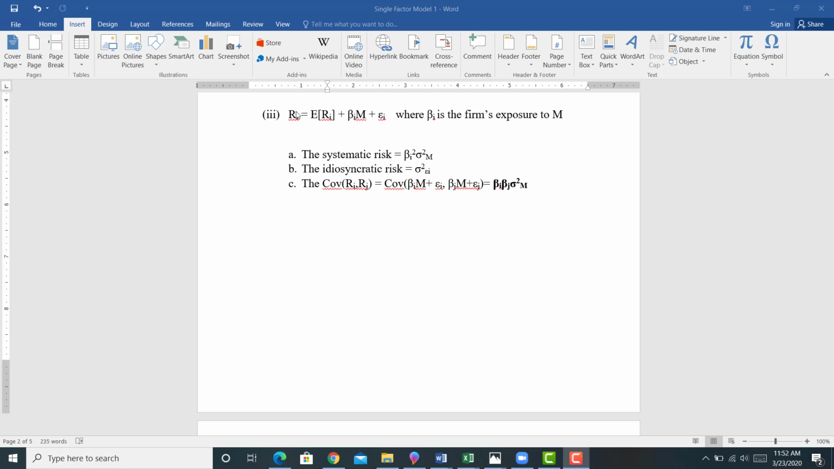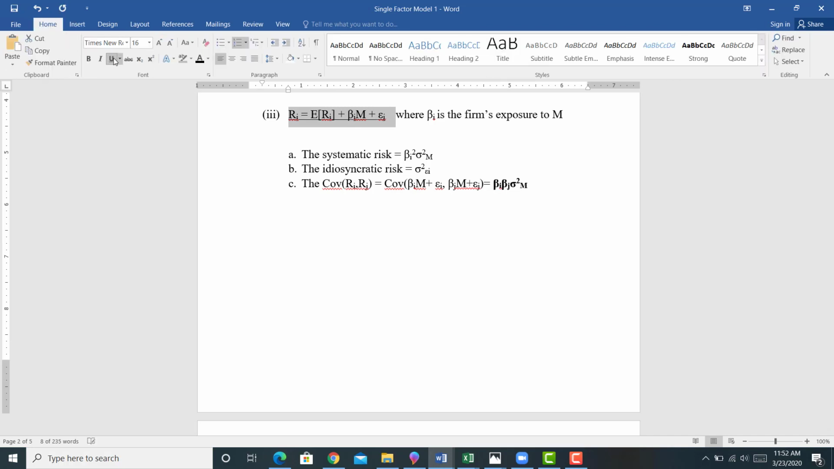Recall that this is the single factor risk model right here, okay? So this is the single factor risk model. We have the returns for any asset i is going to be equal to the expectation of returns by the investor. And then we've introduced this risk factor, this systematic risk factor, and we've talked about in the last video how each firm has exposure to that risk factor, and that exposure is different for some firms.